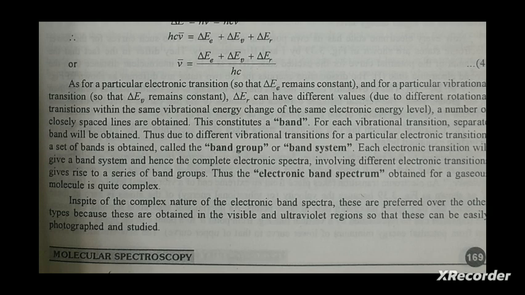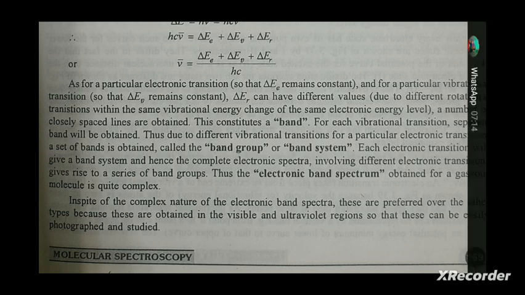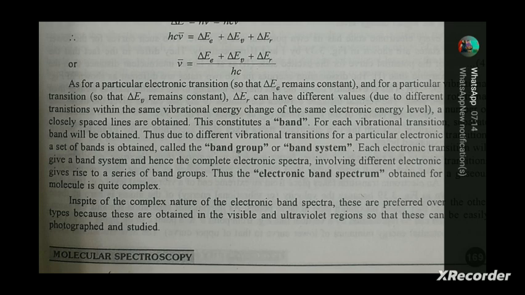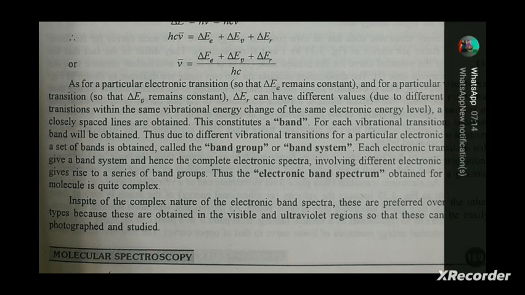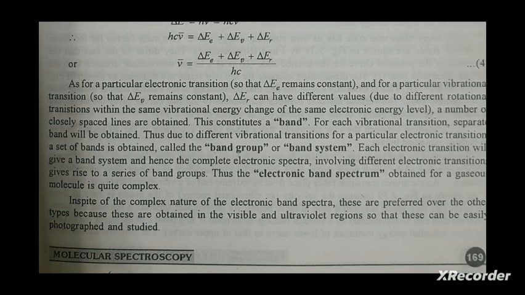In spite of the complex nature of electronic band spectra, these are preferred over the other types because these are obtained in the visible and ultraviolet region, so that these can be easily photographed and studied.